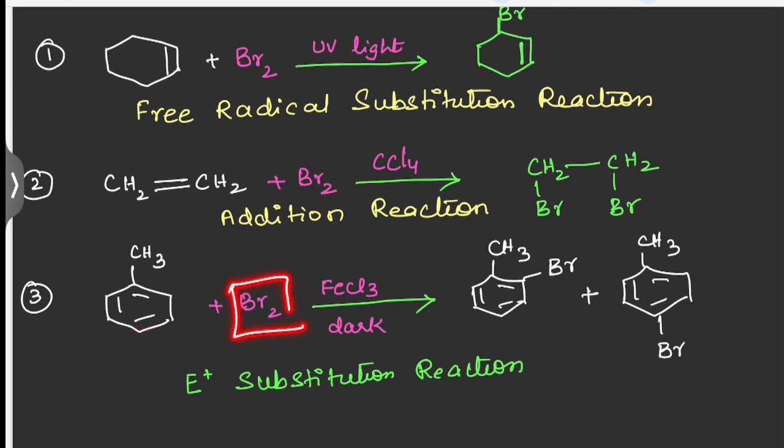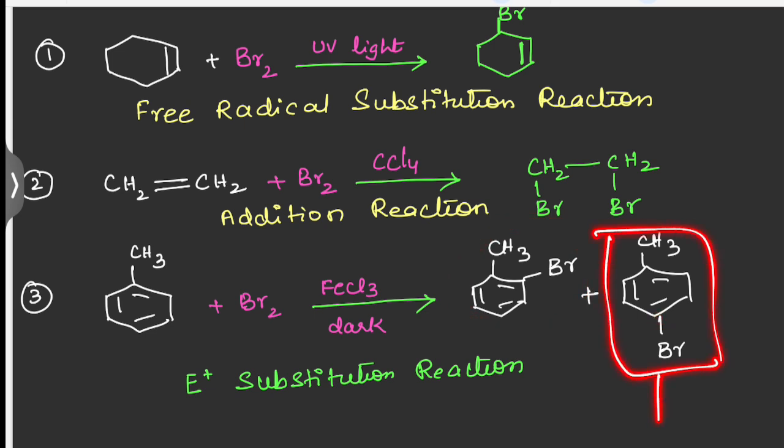So the electrophile which is formed here is Br plus. So Br plus is the electrophile. So Br plus will get added to the ortho position. So here you can see the ortho product, and then getting substituted at the para position. This is called the para product.